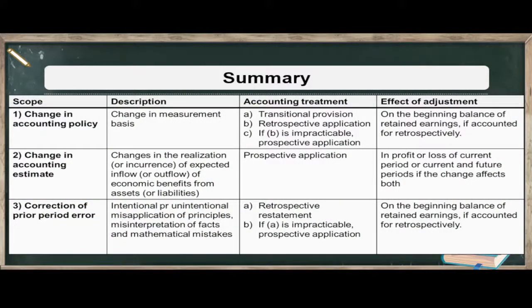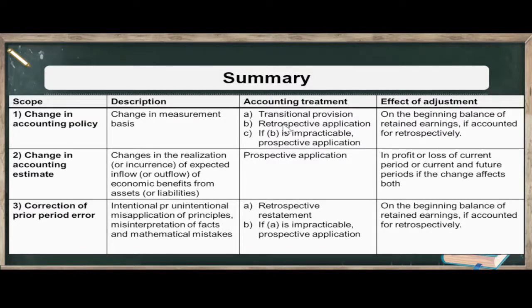So this is the summary of the entire standard. Okay, you have the three major areas or scope of PAS 8. We have change in accounting policy, change in accounting estimate, and correction of prior period error. A change in accounting policy is a change in measurement basis, while a change in accounting estimate is a change in the realization of expected inflow or outflow of economic benefits from assets or liabilities, while correction of prior period error involves the intentional or unintentional misapplication of principles, misinterpretation of facts, and mathematical mistakes.